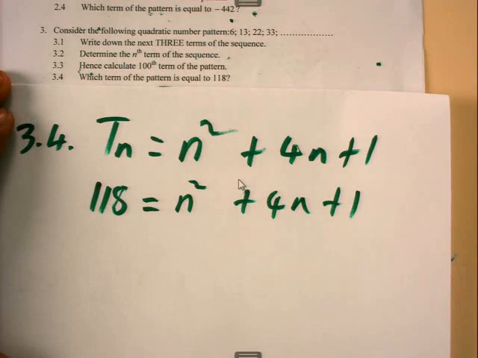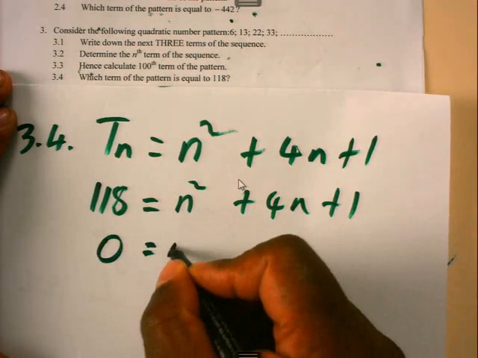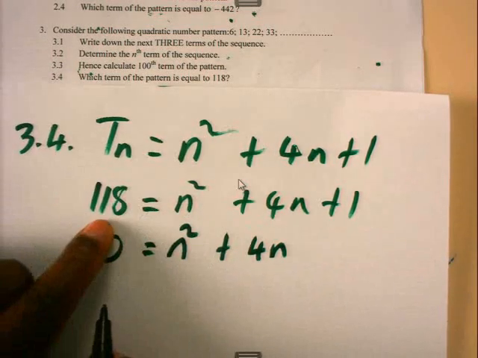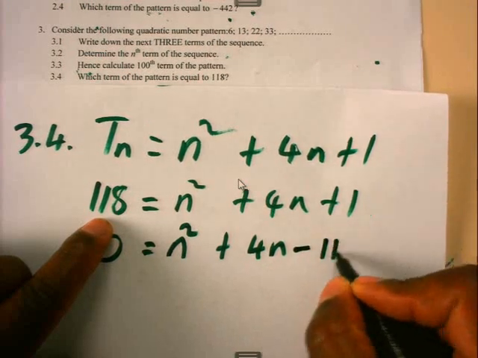So this is a quadratic equation. Let's write it in standard form. n squared plus 4n, you need to transpose 118 to the right. Then it will be 1 minus 118. It will be minus 117.